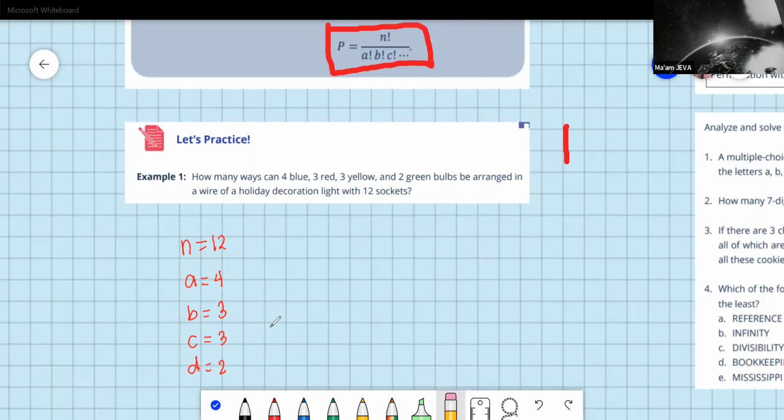So we will use the formula of the permutation of identical objects. So it is n factorial over A factorial times B factorial times C factorial and so on. How many sets of identical objects do we have? We have 4, meaning up to D. So just substitute that. This is 12 factorial over 4 factorial, 3 factorial, 3 factorial, and 2 factorial. Okay, solve. Use your calculator.